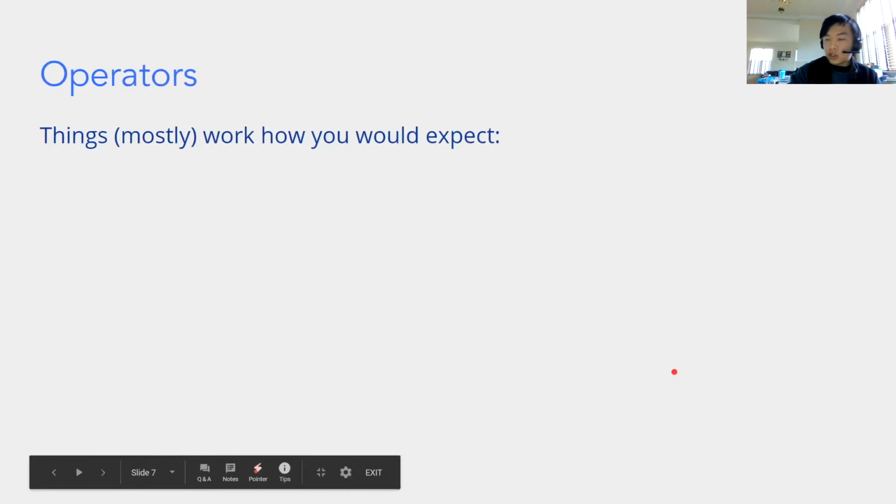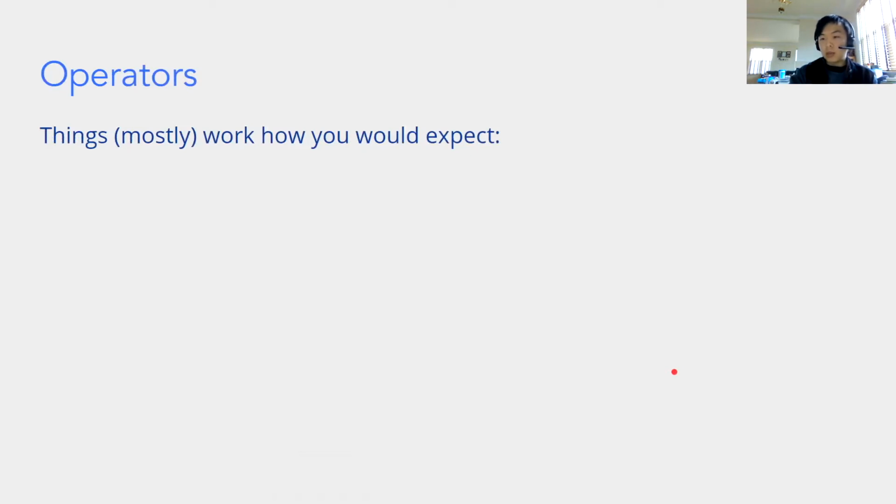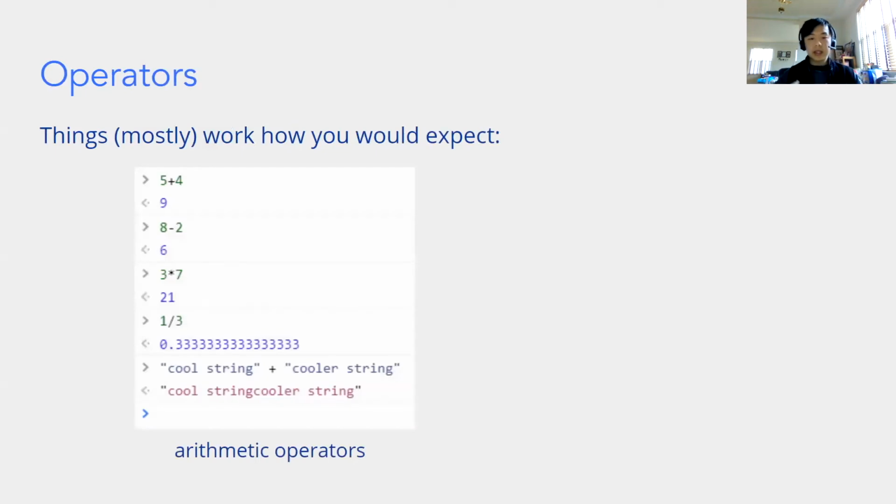The first thing we can do with these sorts of values is we can apply operators to them. So what are we talking about here? We're talking about things like arithmetic operators. These are addition, subtraction, multiplication, division. You can run these in your console. If you have the console up, just try random operations. You can just use it like a calculator. Everything works the way you'd expect here. You can also do things like adding strings. What this means is just concatenating them, sticking them together.